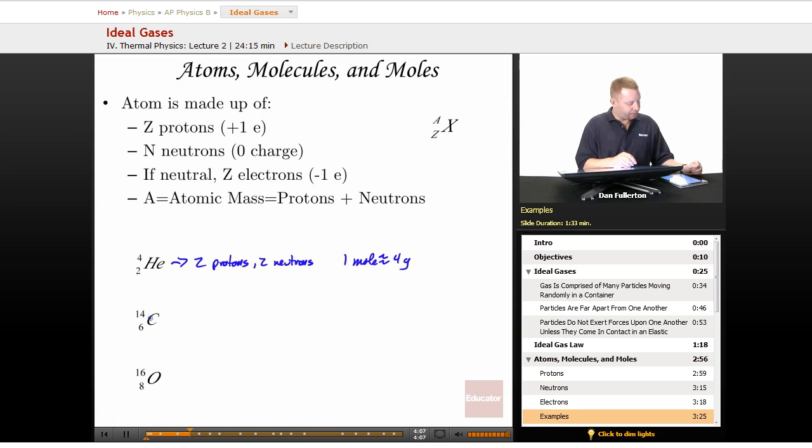Here we have carbon-14. The 6 tells you that it has 6 protons. The 14 means it has 6 protons and neutrons, therefore we must have 8 neutrons.